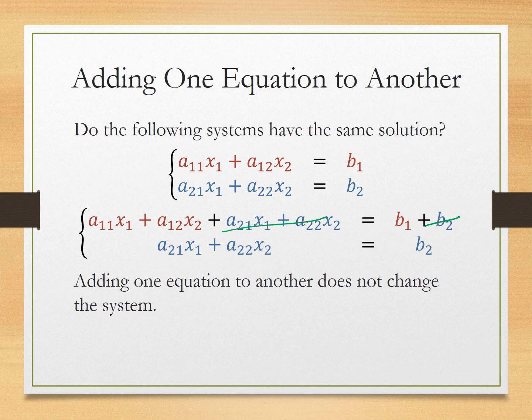One way to interpret what's happening is that you're not adding any new information to the system when you're just adding one equation to another, right? You're still having two equations and two unknowns. You're not adding anything new. What would change the system is if you add a third equation to the system. That would be completely different. But if you're just adding the two equations together, you're not adding any new information, so the solution should not change.